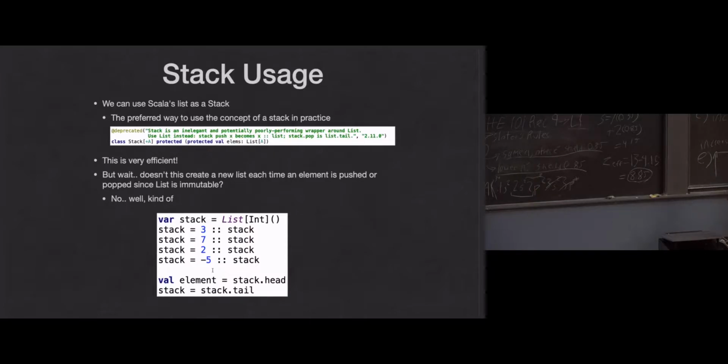We'll explain stack equals stack.tail. So .tail in Scala's built-in list is the same as .next in our linked list node. So we're updating the reference to the stack, which is now a reference to the node -5. We're updating that to a reference to the node containing 2.